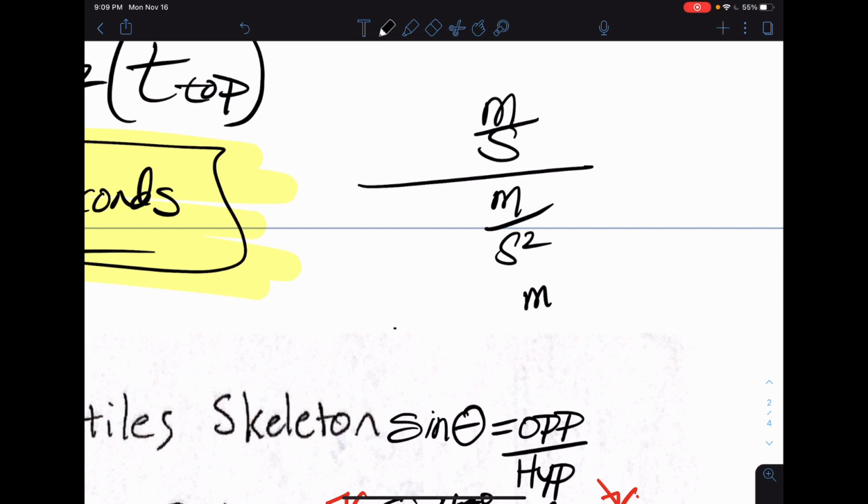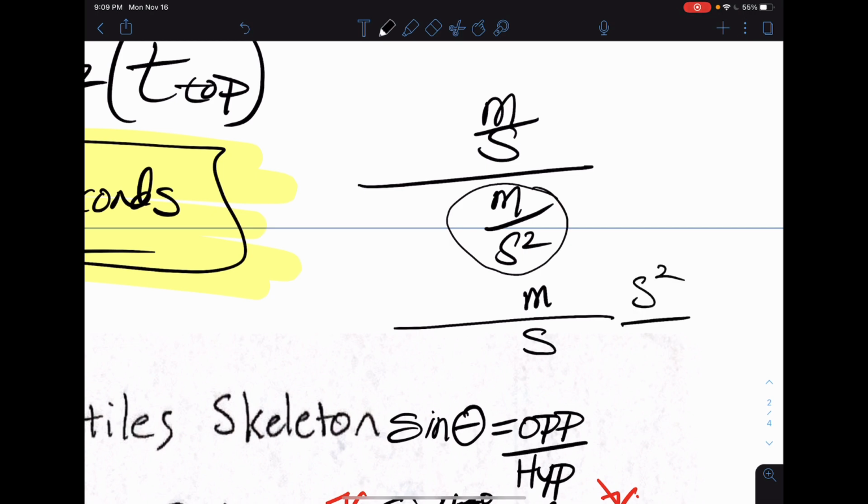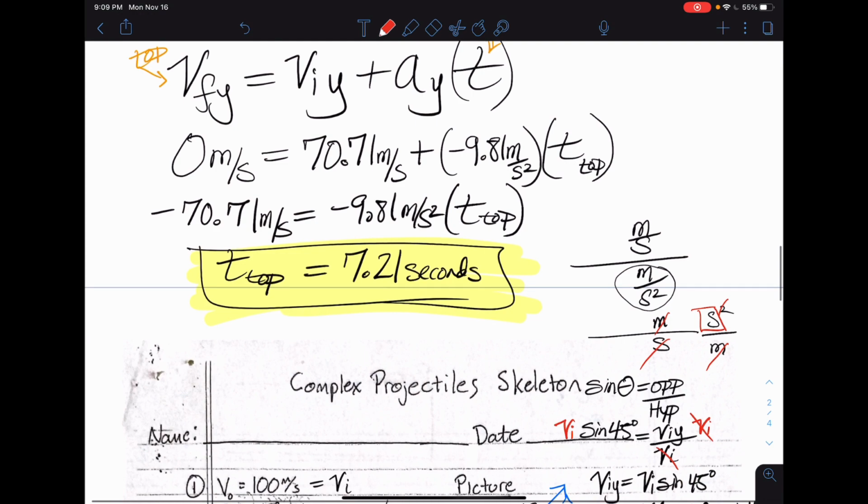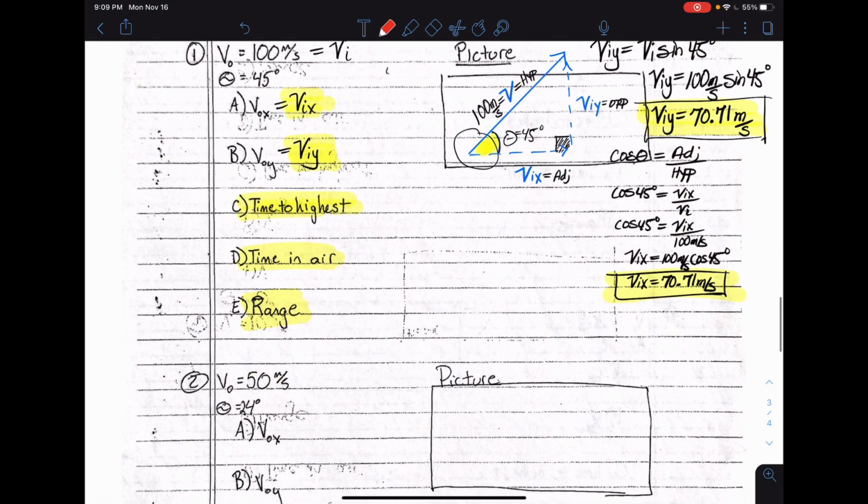So what I'm saying is with the top fraction, it just becomes this, right? Meters per second. The seconds goes to the bottom, meters stays on top. This bottom fraction, meters per second squared, needs to be flipped and multiplied by the reciprocal. So we can now see meters cancel. One of the seconds cancels, and we're left with just seconds. And that's what we got. Okay. Good. All right. Time in the air.